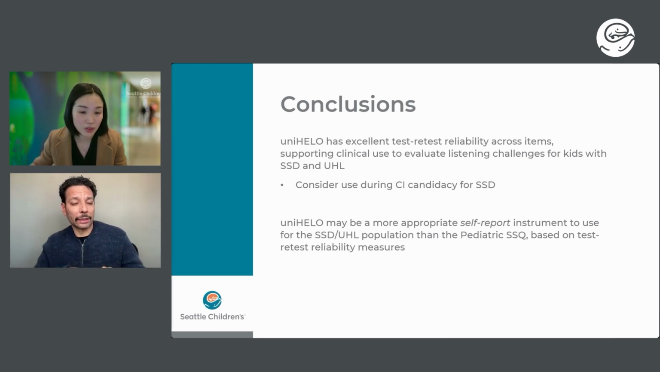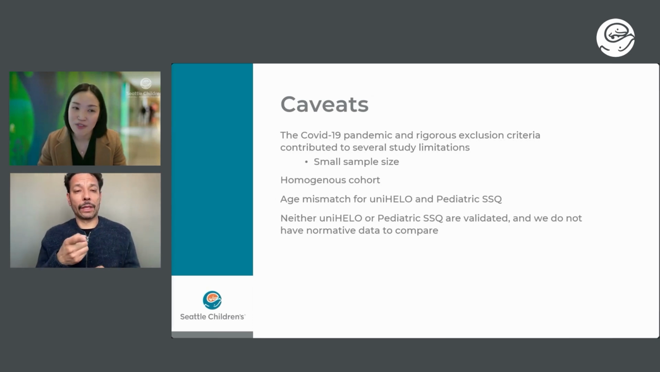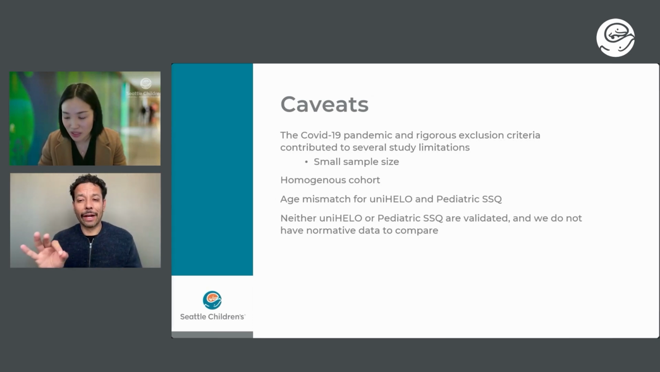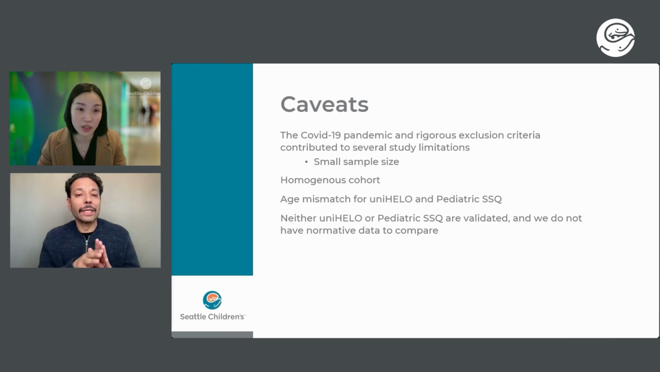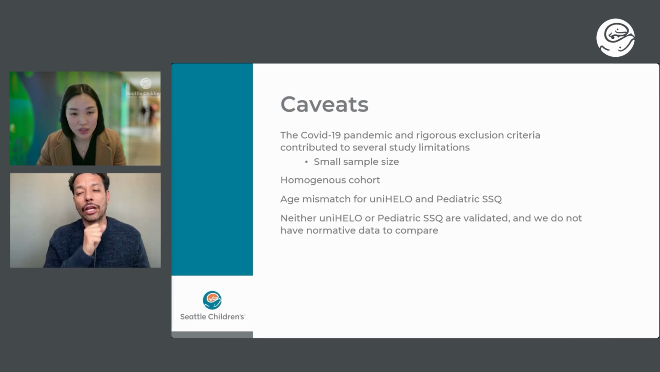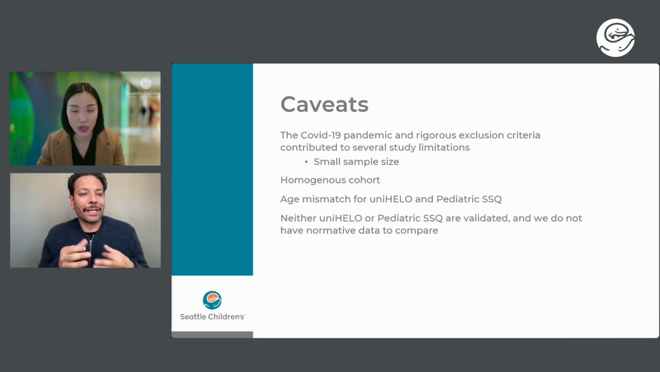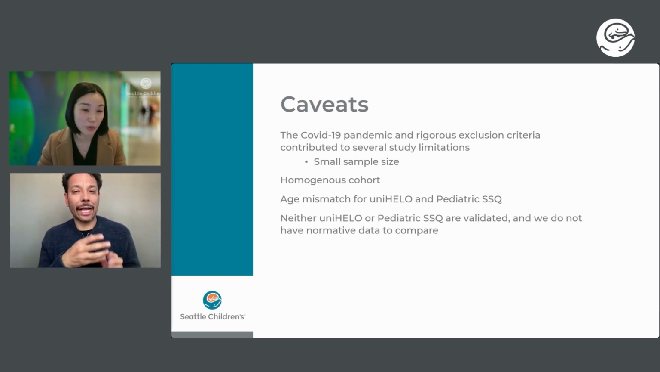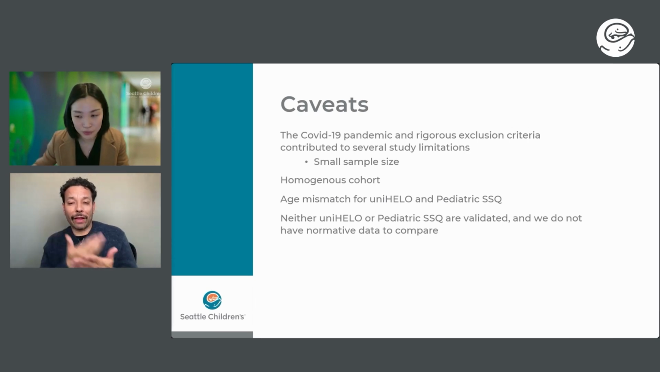And keep in mind, we'll talk about caveats real quick, keep in mind that we had a very small sample size. So this is an N of 9, very homogeneous cohort. All these kids were typically developing with the exception of unilateral hearing loss. So it's hard to say how these findings can extrapolate to kids with developmental disabilities and other developmental delays. There's a little bit of an age mismatch between the Unihilo and pediatric SSQ. So the pediatric SSQ was developed for slightly older kids than the Unihilo. So that may also explain some of our differences that we got in our study. And neither the Unihilo nor the pediatric SSQ are validated, so we don't have any normative data to compare to.